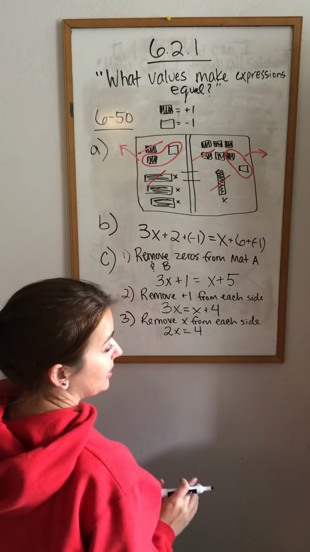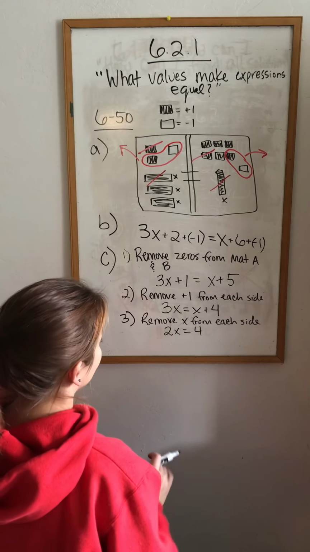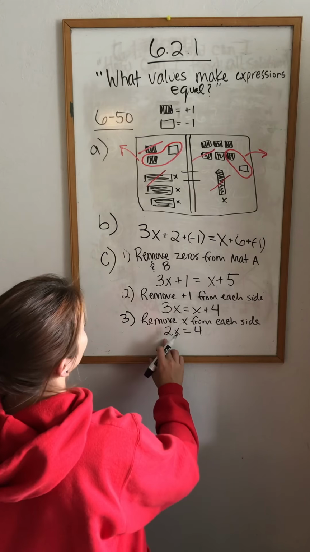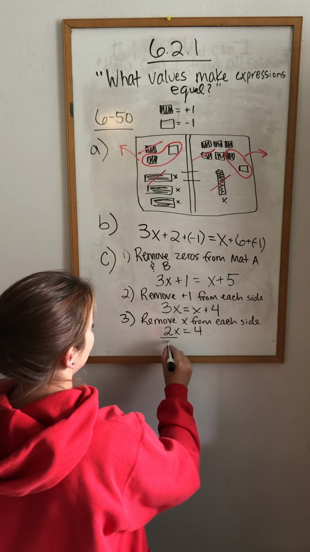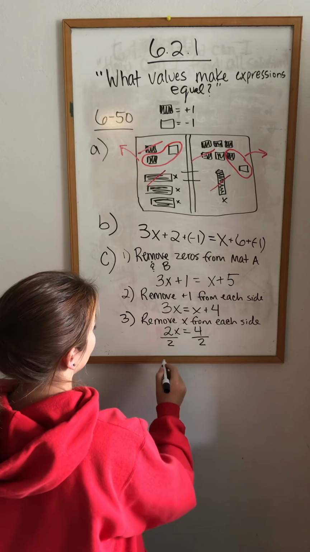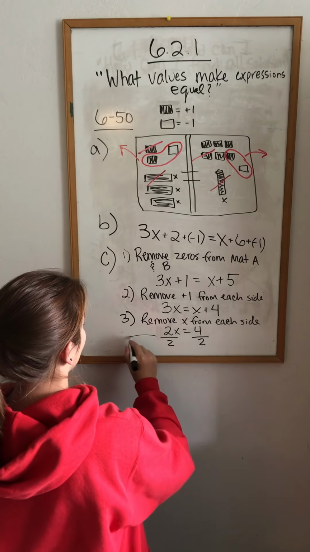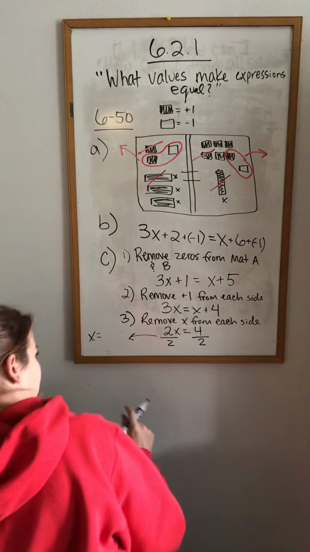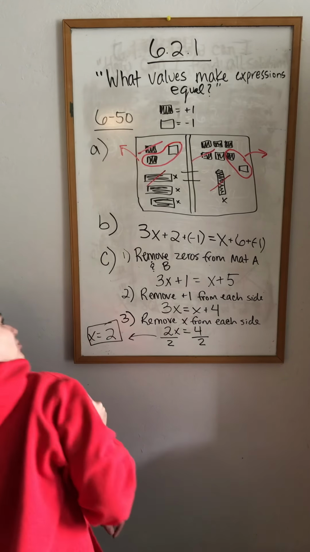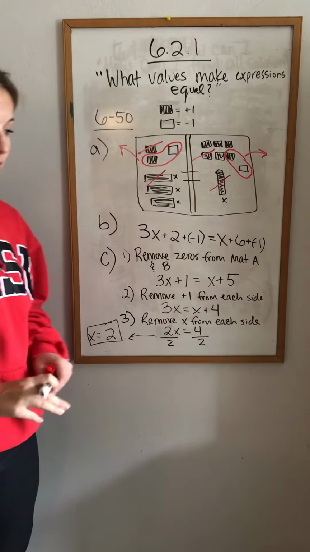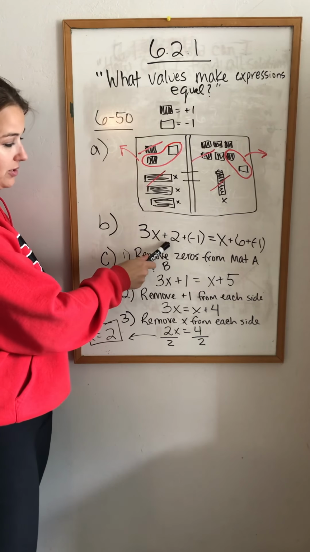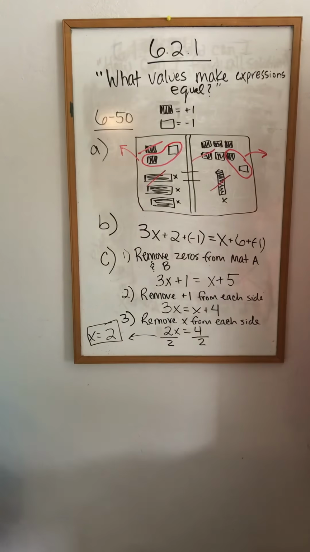Your last step here is to get x alone, and to get x alone, I want to divide each side by 2, because that will get x all by itself. 2 divided by 2 is 1, so I'm left with x equals 4 divided by 2, which is 2. So x equals 2 is our solution to this long equation.